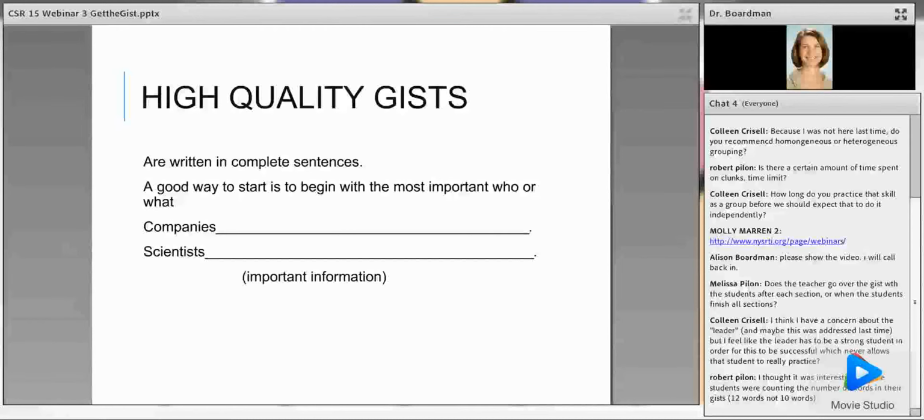And that process of practicing that over and over throughout the year seems to be having high payoff for them on their writing assessments. So, good for kids, and this is definitely an area in CSR where the teacher must insist on the complete sentence. It encourages a high-quality gist, and it also is an area where we want to practice that form of writing.